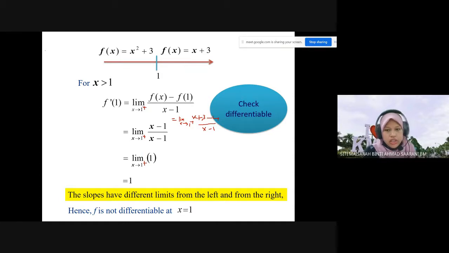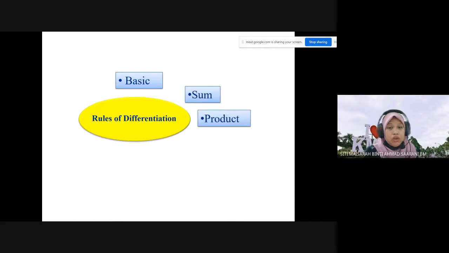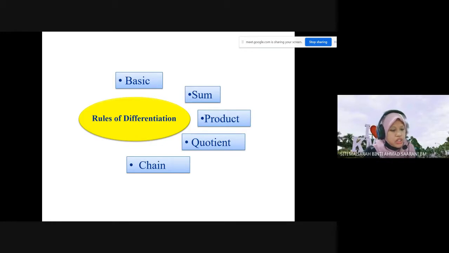Okay. And then we proceed with 9.2, rule of differentiation. Okay. Before we continue with 9.2 rule of differentiation, this is overview for rule of differentiation. We have 5 main parts. The first one is basic rule, sum rule, product rule, quotient rule, and chain rule. For this lecture, we focus on basic rule and sum rule.